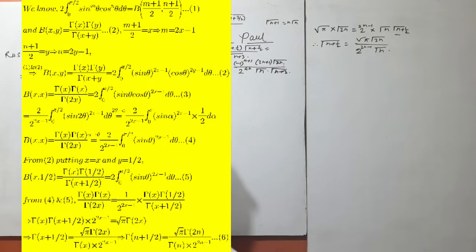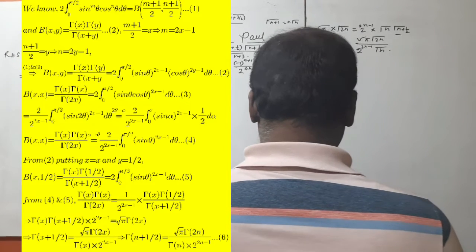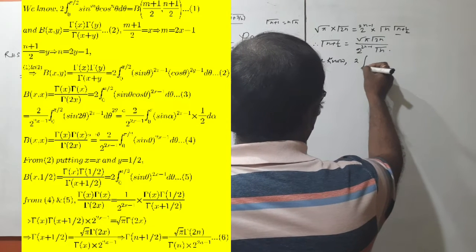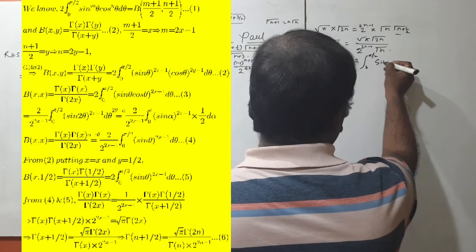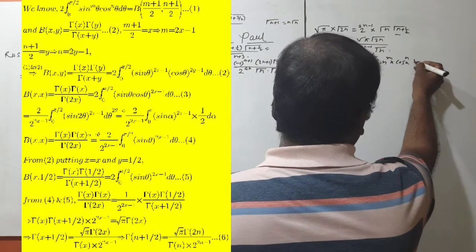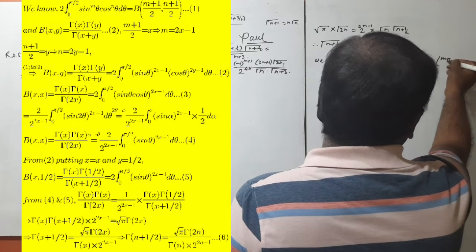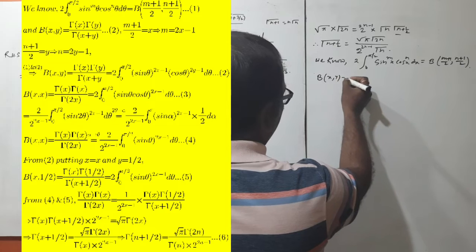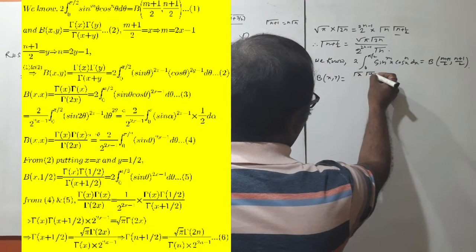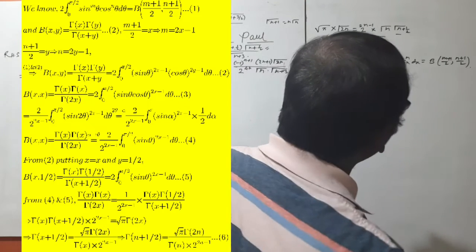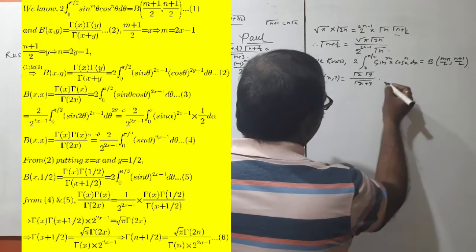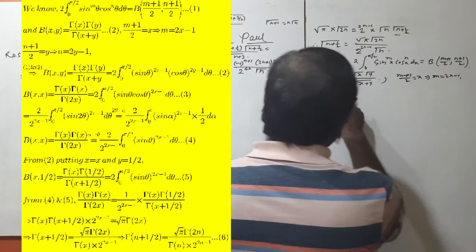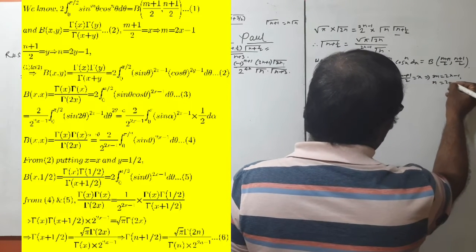Now I need to prove this problem by the method of beta gamma functions. We know 2 times the integral from 0 to π/2 of sin^m x cos^n x dx is equal to the beta function B((m + 1)/2, (n + 1)/2). And also B(x, y) is equal to Γ(x)Γ(y) over Γ(x + y). If we compare with that, we can write here (m + 1)/2 is equal to x, and that is m equal to 2x − 1. Similarly, if we compare with y, then n is equal to 2y − 1.